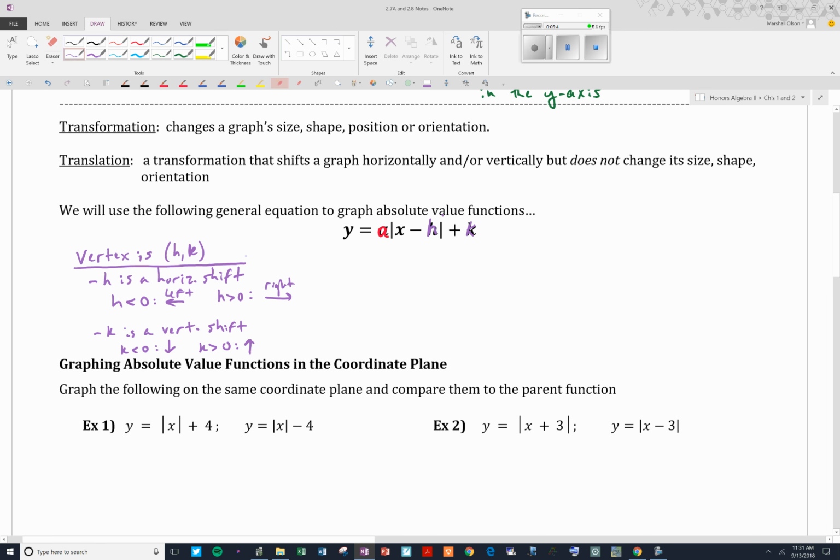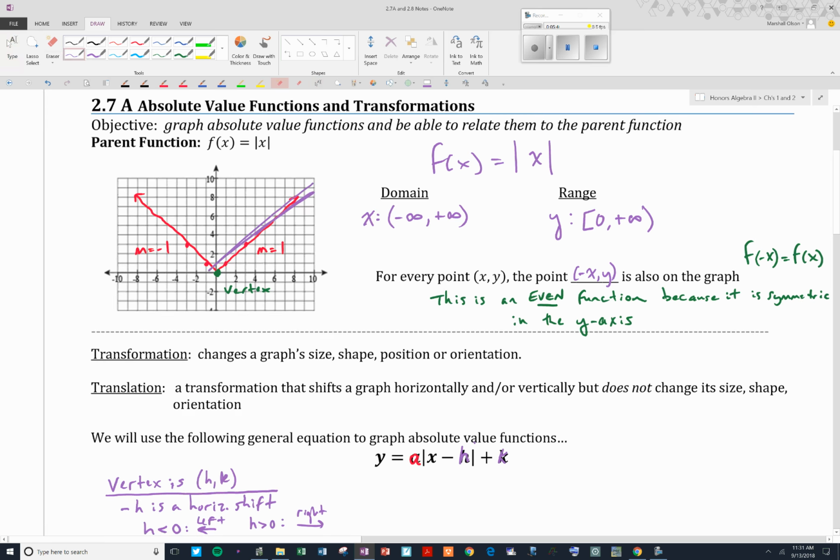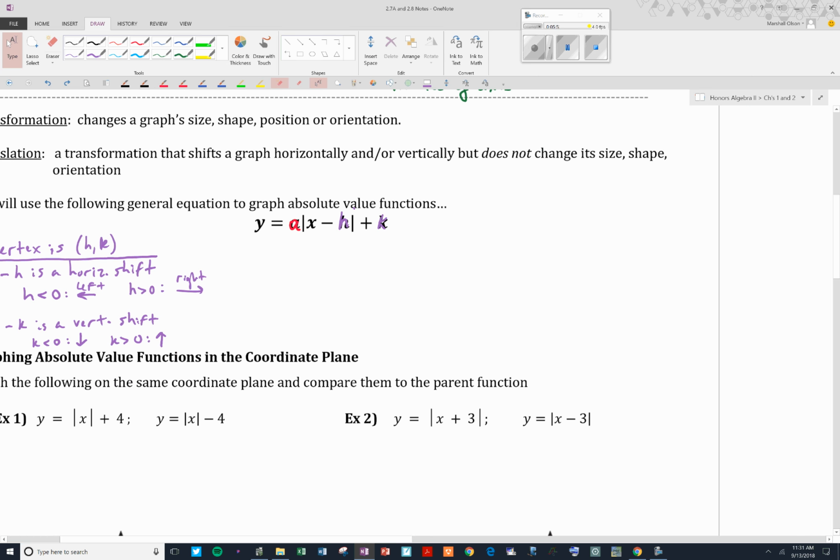We mentioned before that the slope of the parent function on the right side is 1, and on the left side is negative 1. But if you have this a value here, it's going to change that slope. That a is a vertical stretch.